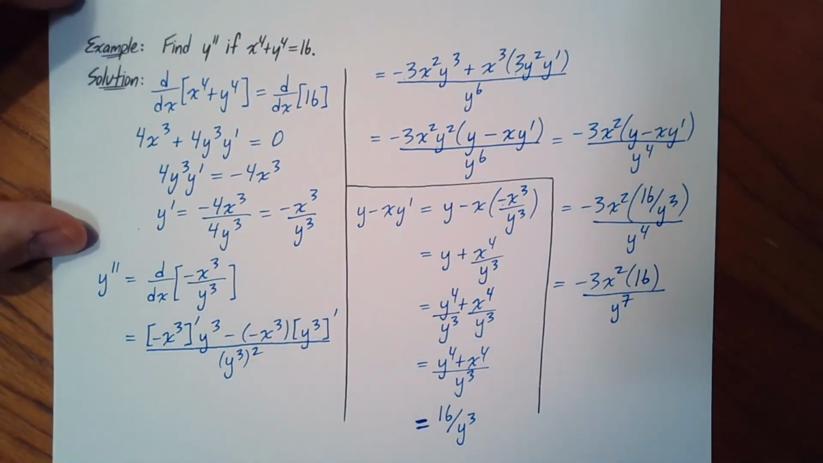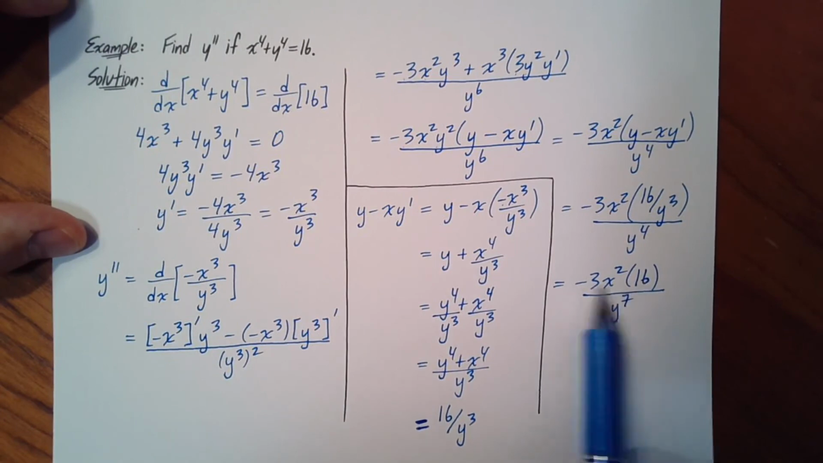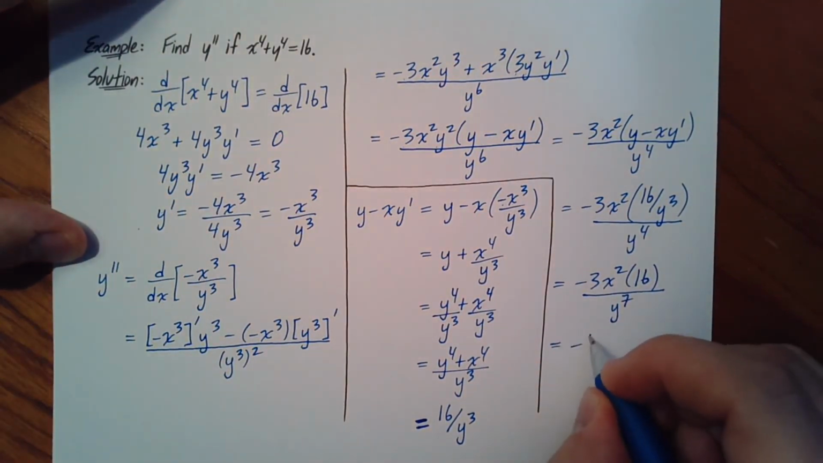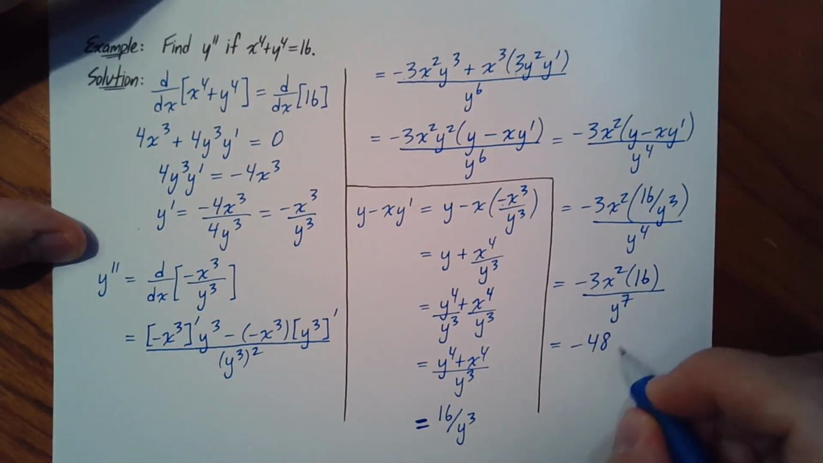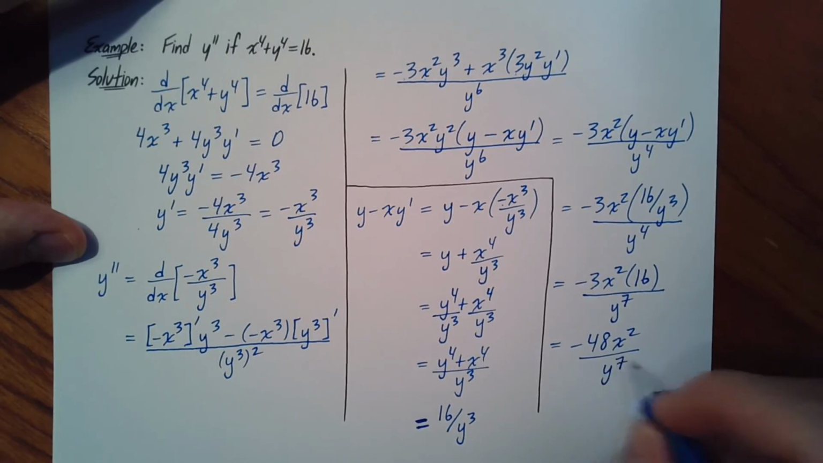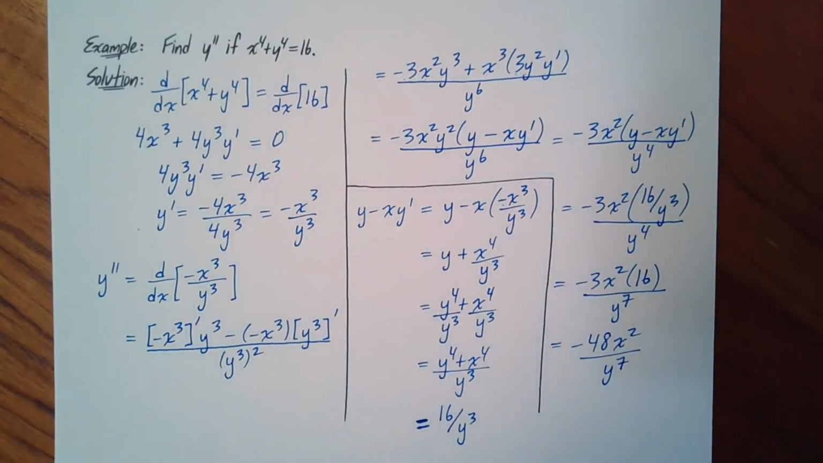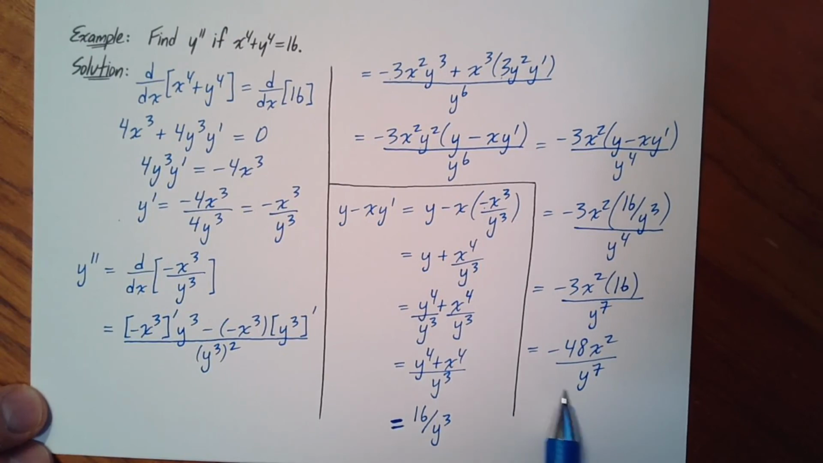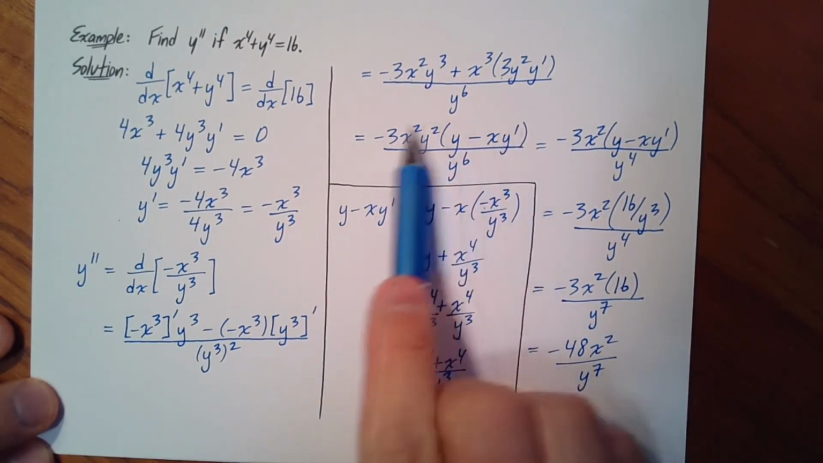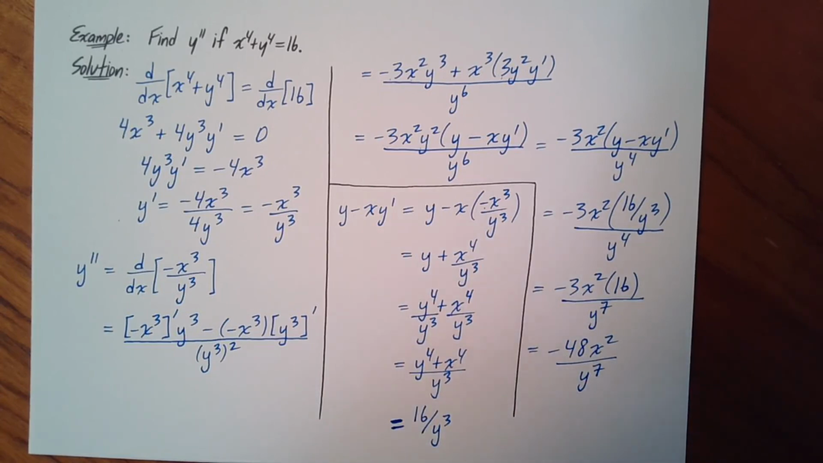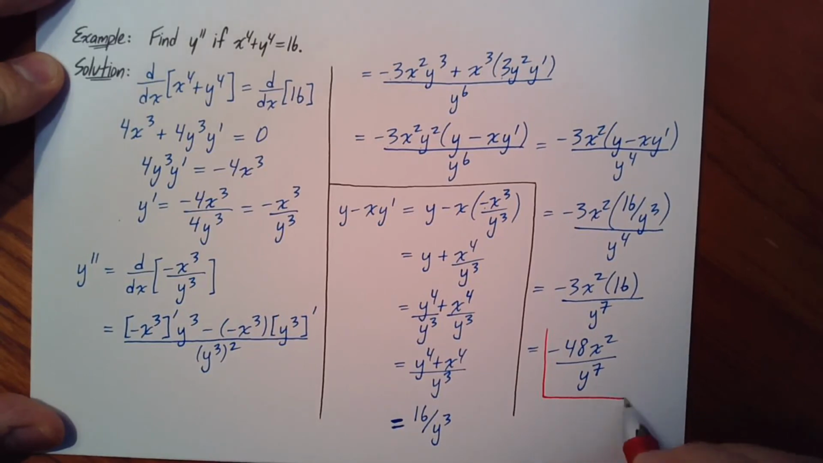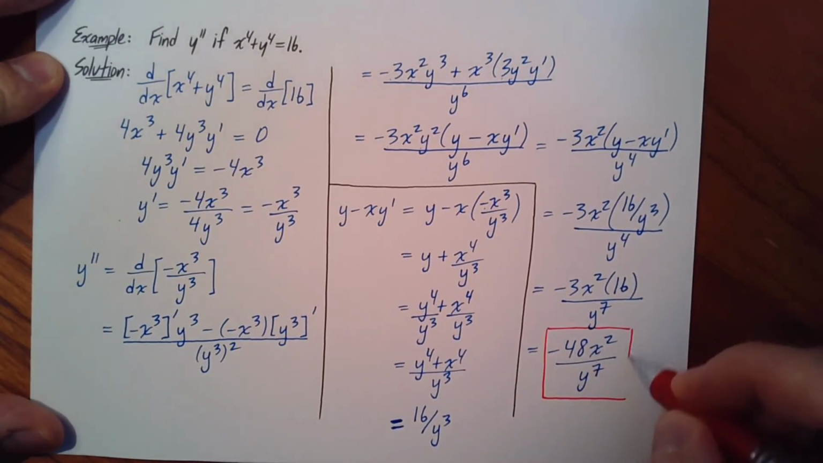Okay, and then now we can merge these two constants that are multiplied, the 3 and the 16. That's really going to be 48. So finally, you have negative 48 x squared over y to the 7. So that actually simplified significantly, right? That is so much simpler than this form up here, right? So it was worth taking the time to do that. So anyways, that is our second derivative. Finally, we got our y double prime.